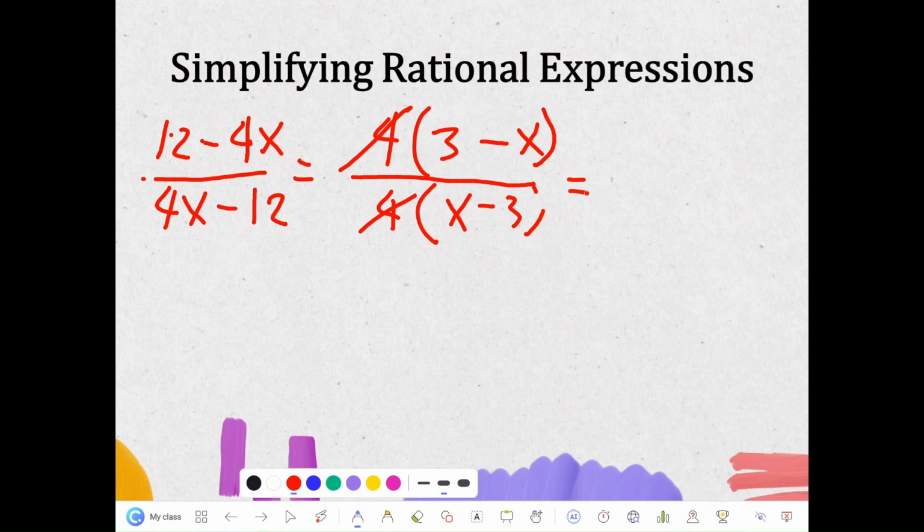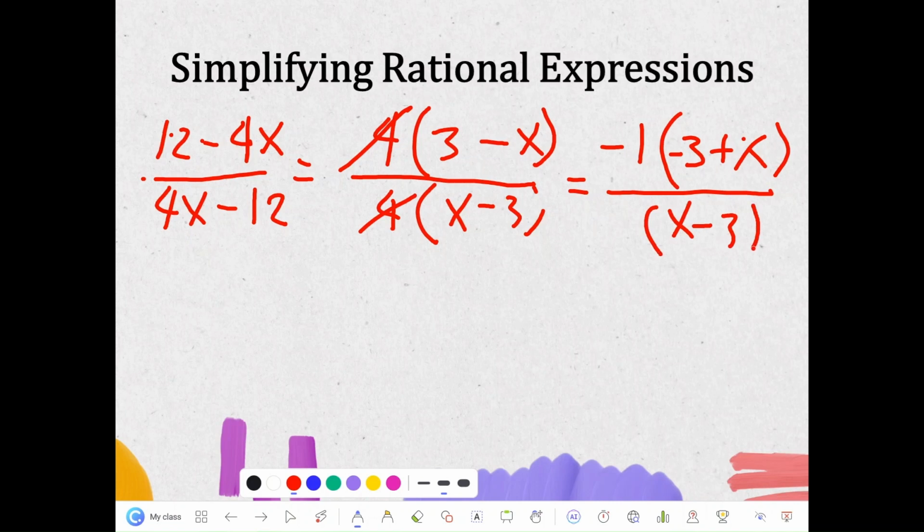i-factor out mo ang negative 1. So, we'll have negative 1 here. So, ang mangyayari, magiging negative 3 plus x. Kasi negative 1 times negative 3 is 3. Negative 1 times x is x. At pagkatapos, sa baba naman, you will have x minus 3. But notice na kapag i-rearrange mo ang negative 3 plus x, this will also be equal to negative 1 times x minus 3 all over x minus 3.